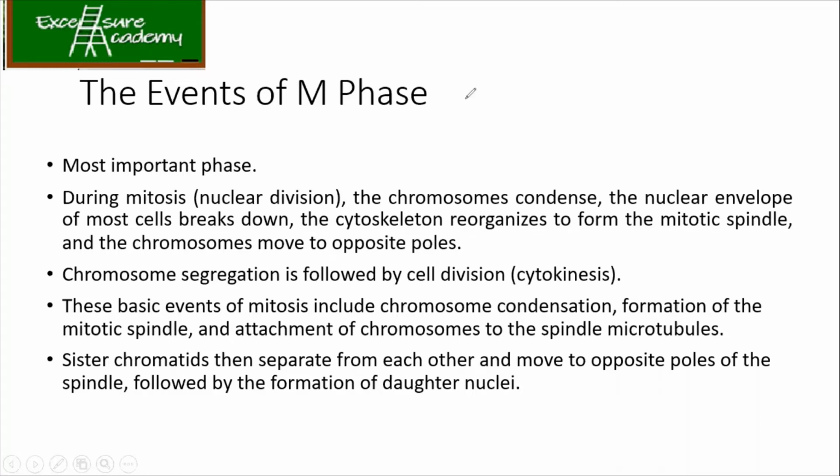So nuclear envelope breakdown means your lamins, okay? The lamins are getting what? Phosphorylated. Because of which the lamins are breaking and the nuclear envelope starts disappearing. Disappearing matlab they get fragmented actually. Okay. Now when we say the cytoskeleton reorganizes to form the mitotic spindle, what does it mean?